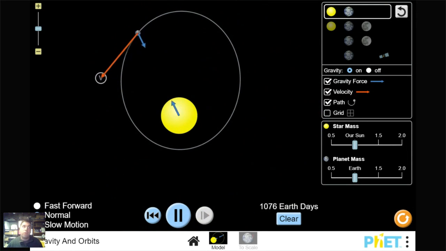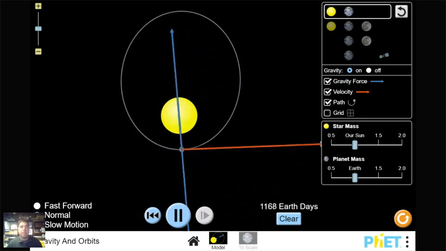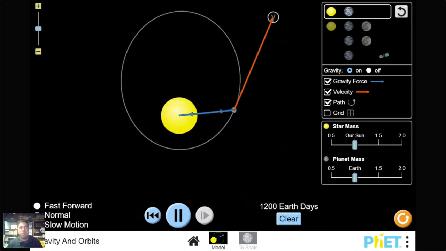If the blue arrow was parallel with the orange arrow, we would just have a straight line linear acceleration. But instead, because we have some component that is perpendicular, we're seeing a change in direction as well. All right. Does that make sense?